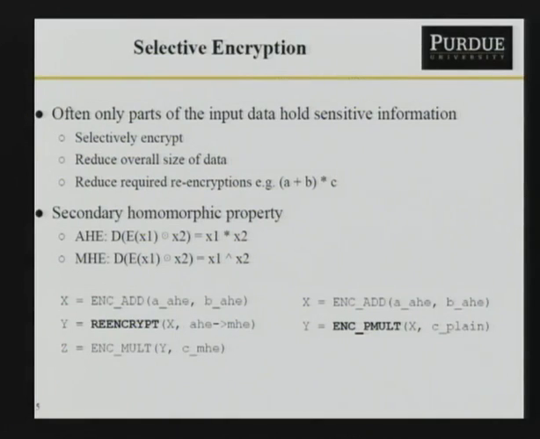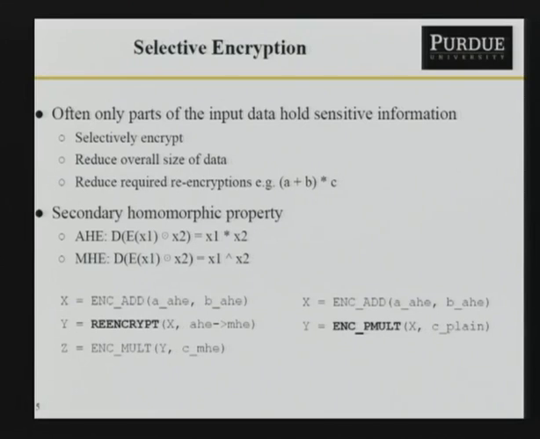So we benefit in 2 ways if we do that. First of all, by not encrypting our data, it means our data size doesn't expand. So overall, the size of our data is smaller. And secondly, we can use a secondary homomorphic property, which I'll explain in a minute, to avoid using re-encryptions. So before, if we wanted to do a computation like a plus b times c, we need a re-encryption to re-encrypt the result of a plus b to an MHE before we can do the multiplication.